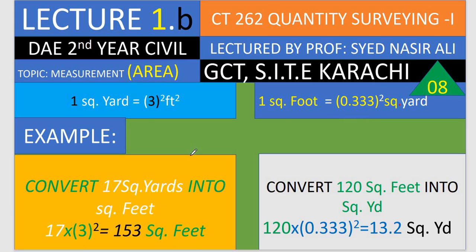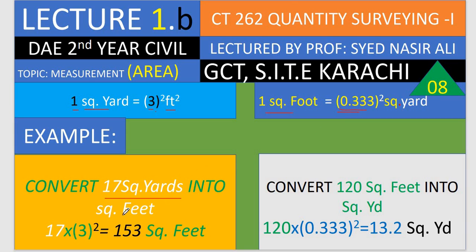Another important factor is square yard to square feet. 1 yard is equal to 3 feet. 1 square yard is equal to 3 square foot. 1 square foot is equal to 0.33 square yard. We get this by 1 divided by 3, we get this factor 0.33.